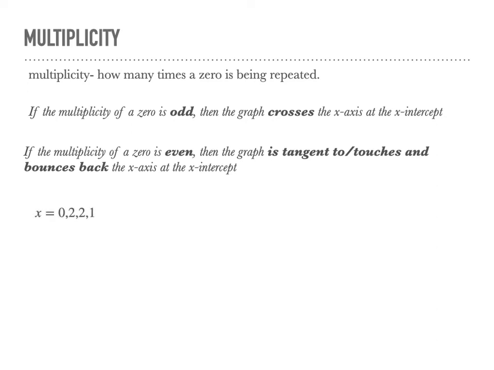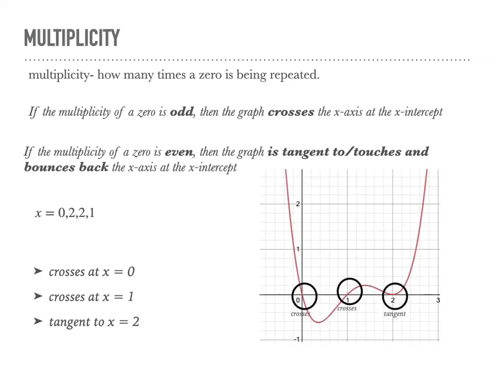So let's say we were given these four zeros: 0, 2, 2, and 1. Well, we can make some key points: it crosses at x equals 0, and it crosses at x equals 1, and it's tangent to the x-axis at x equals 2. And if we were to graph this, it would look like so, where the graph crosses the x-axis at 0 and 1, but is just tangent to the x-axis at 2. And this is very important when you're interpreting functions.